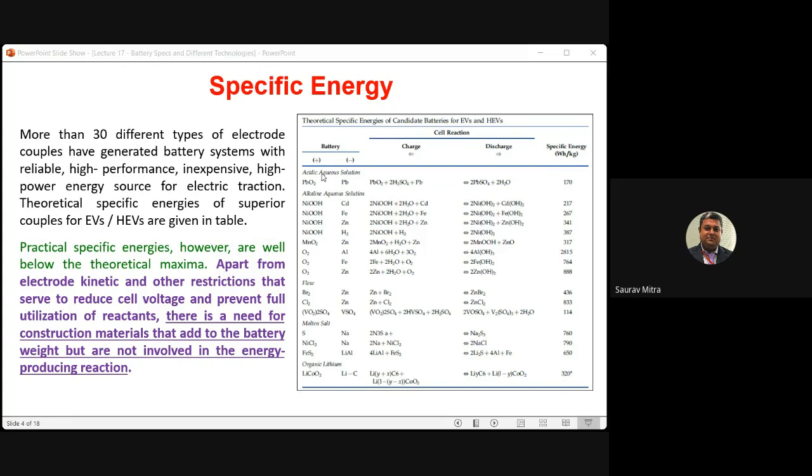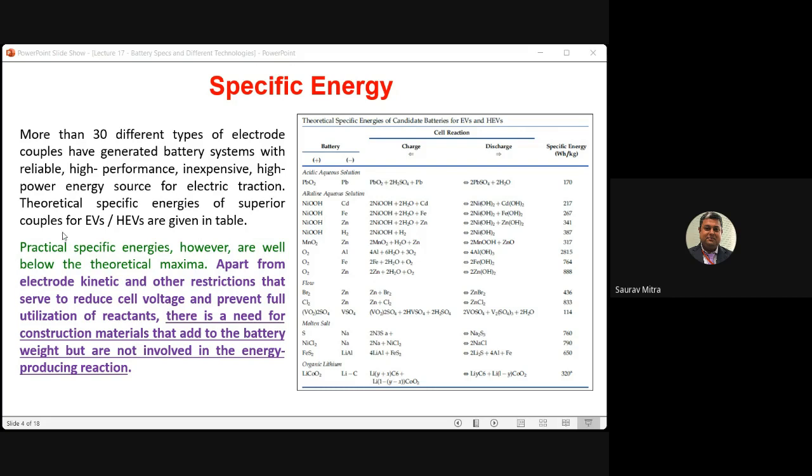So more than 30 different types of electrode couples have generated battery systems with reliable, high performance, inexpensive. Inexpensive is a very important thing for EV. If the EV battery cost comes down, that will promote EVs to a much higher extent. That we have to understand. So a high power energy source for electrical traction. Traction means just to take the car forward.